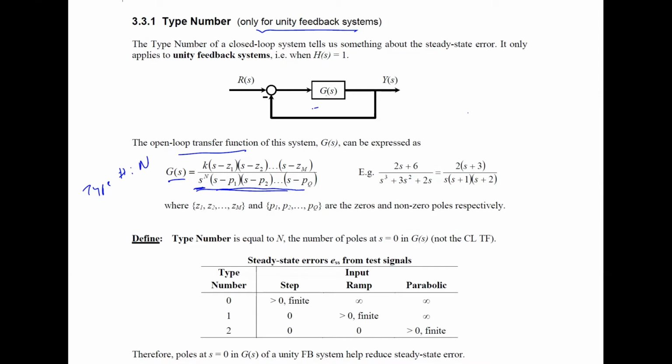So let's look at this example. If we have this as the open loop transfer function, the denominator can be expressed as s times (s+1) times (s+2). There is one pole at the origin. So this has type 1. This is a type 1 system.